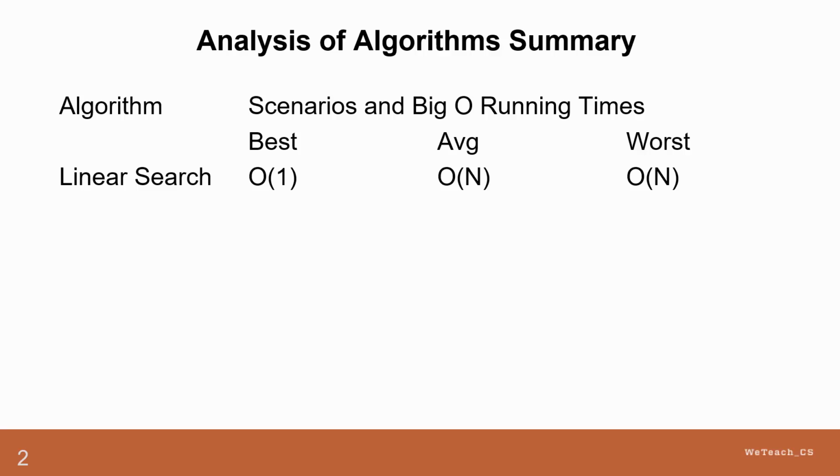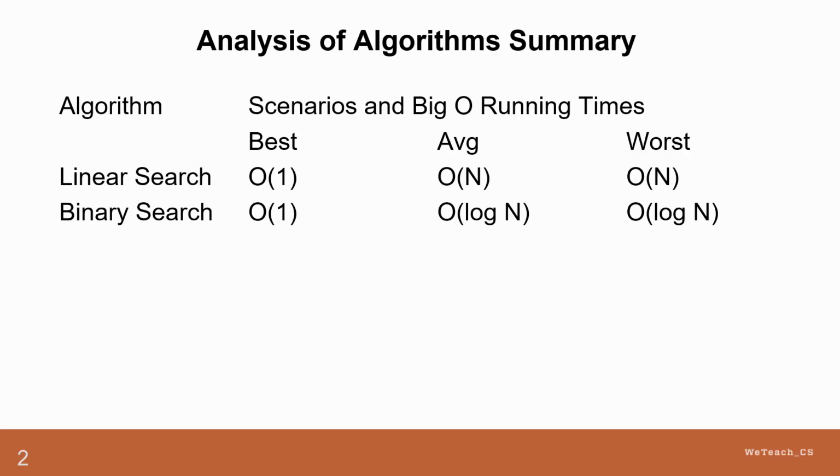Remember, the best case scenario for the linear search was when it was the first element that you're looking at and you found it. It only takes one step. Doesn't matter the size of the list. The average and worst case are when the value is somewhere in the middle of the list or at the end of the list or not even there.